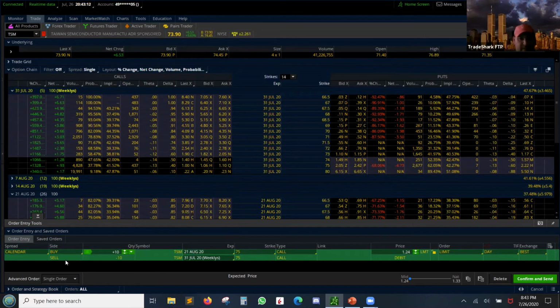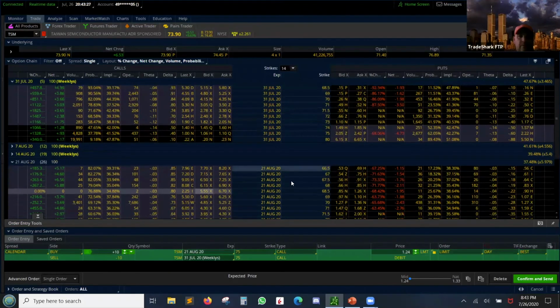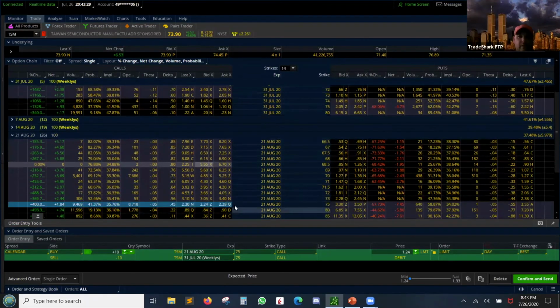So you guys see how this works here. You would buy this one, and the whole trade would cost you 124. All right, so let's go look at the trade. There's a 75 here. So we're going to go by the last, whatever the last price was, 230. Okay? So it's 230 and $1.